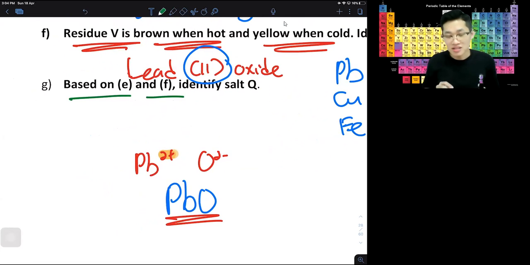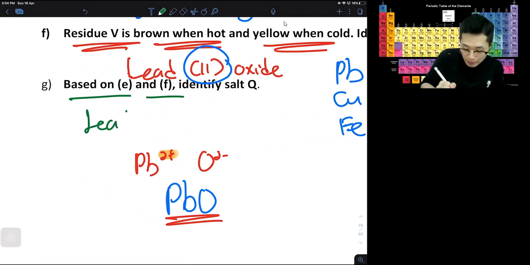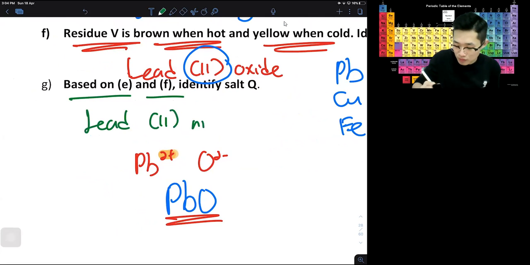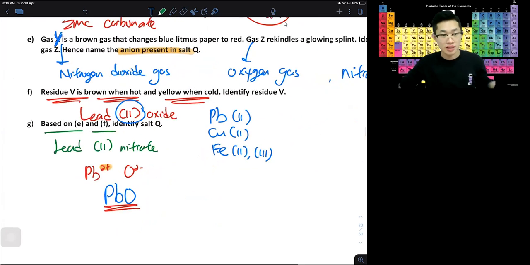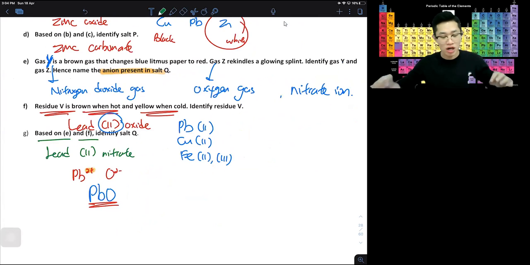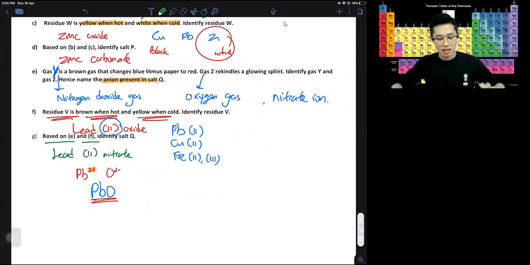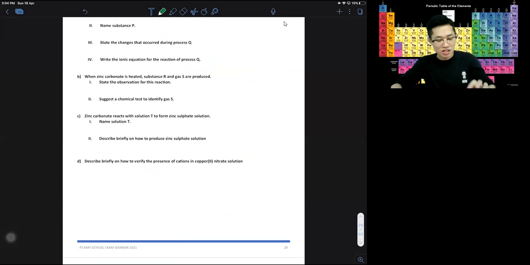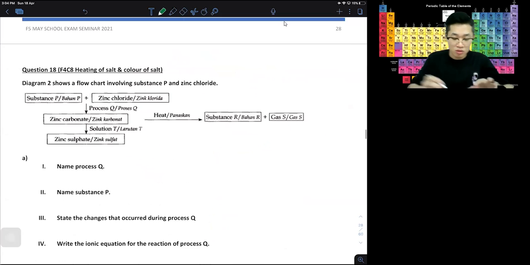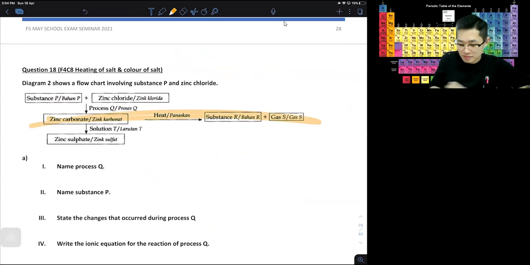Based on E and F, the salt will be lead 2 nitrate. That's all. So easy one. This is a warm-up question. Now, let me find which page you can do. We look at the next page. We only do the middle part here. This is the only part you can do now.